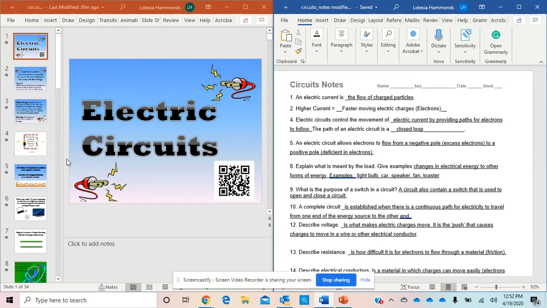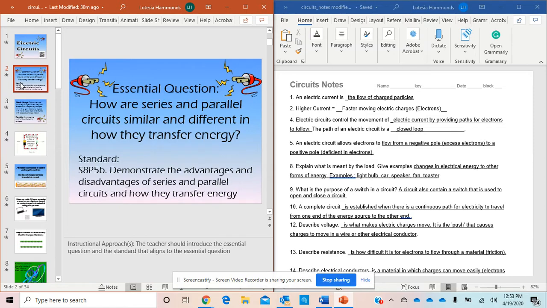This video is to help you complete your electric circuit notes. I have already typed in the answers to the notes, so hopefully it will make this video shorter than the previous ones I've done. So we're going to start off by looking at our essential question. How are series and parallel circuits similar and different in how they transfer energy?